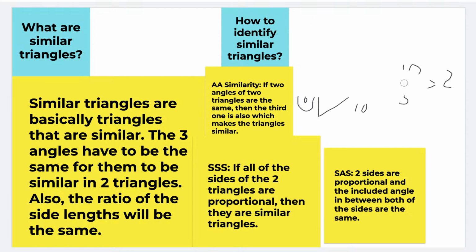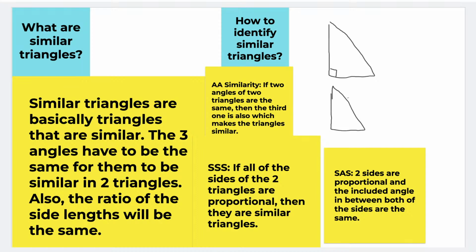So SAS. Now this is another very important theorem, but it's not used as much as angle-angle similarity. Angle-angle similarity is used in a lot of problems. SAS is basically, pretend I have two triangles. I'm just going to draw something random. This is 90, and this is 90. So pretend this is 3, this is 4, this is 6, and this is 8.